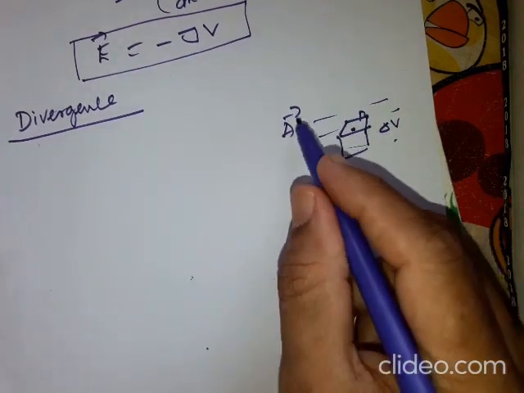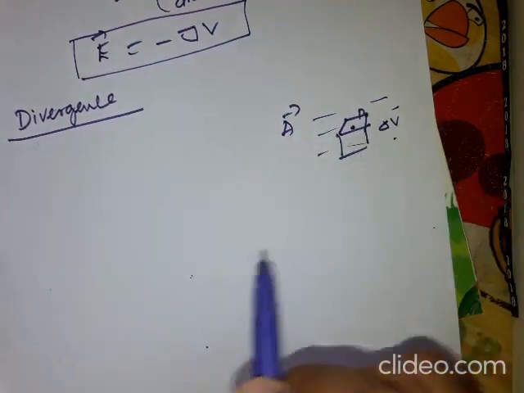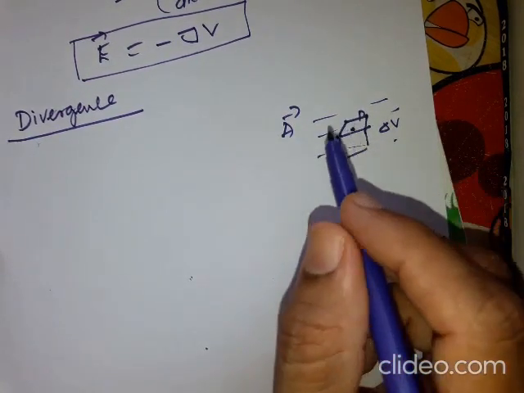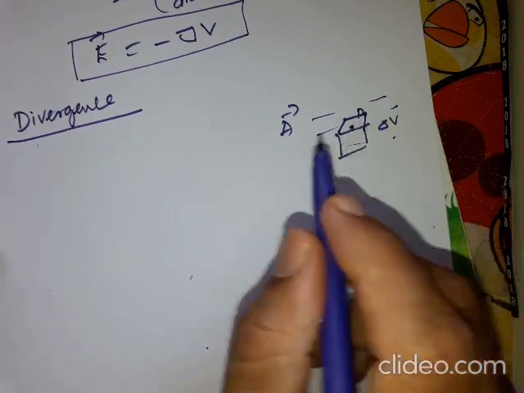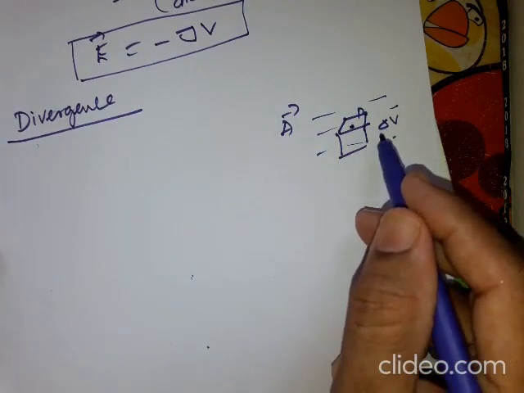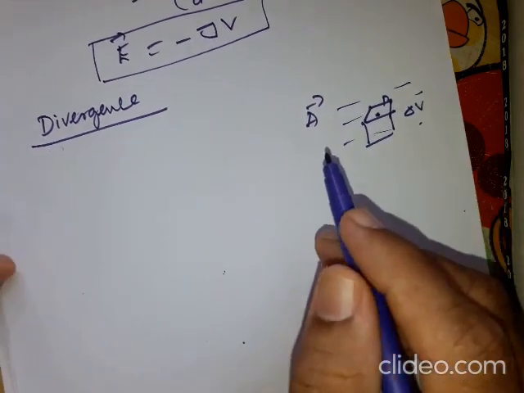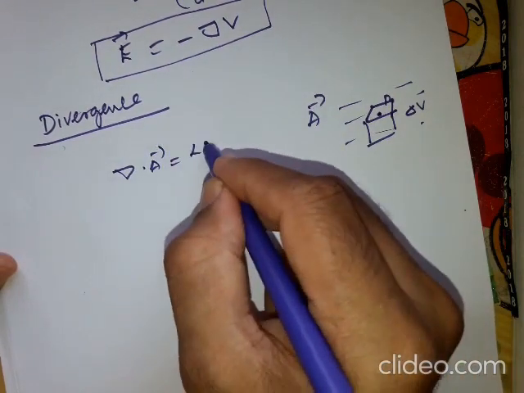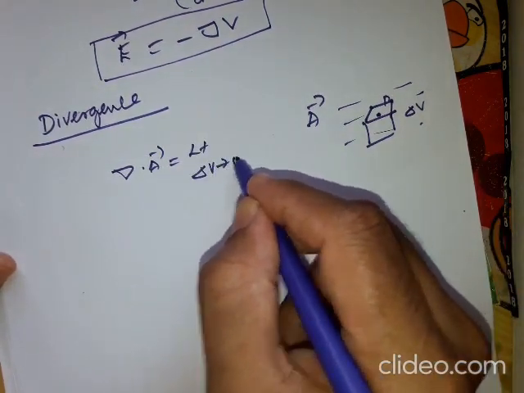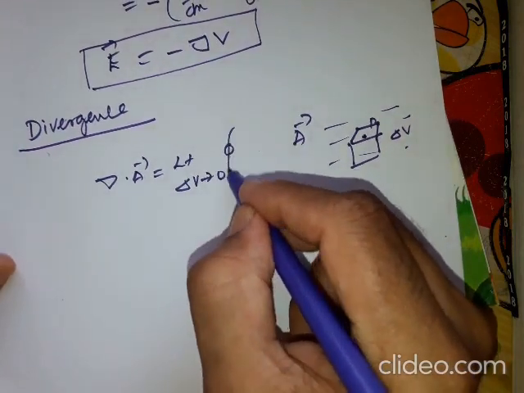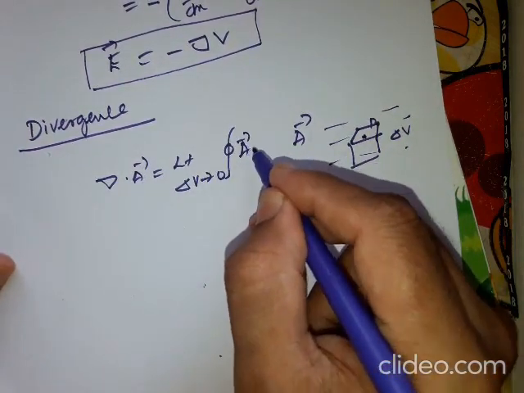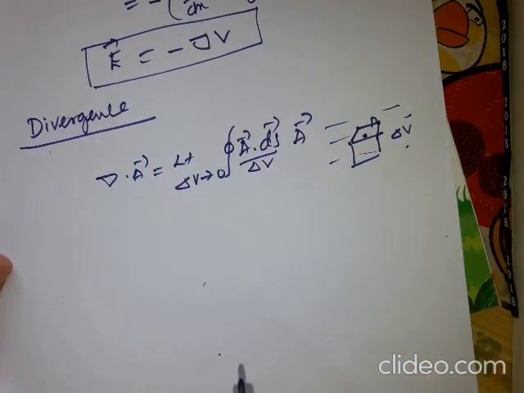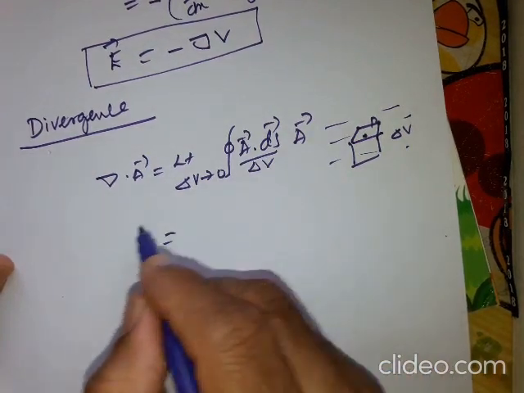Then the divergence of the vector A at a point P is the outward flux per unit volume as the volume del V tends to 0 around that point. Or it can be written as divergence of A is the limit as del V tends to 0 of the surface integral of vector A dot dS by del V.